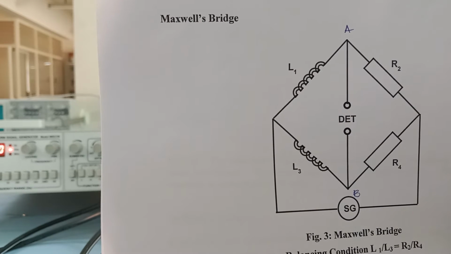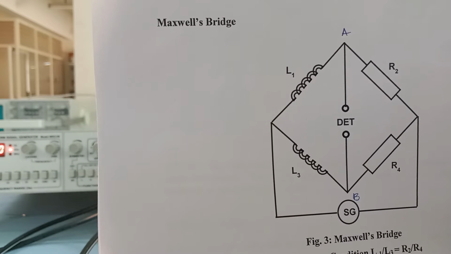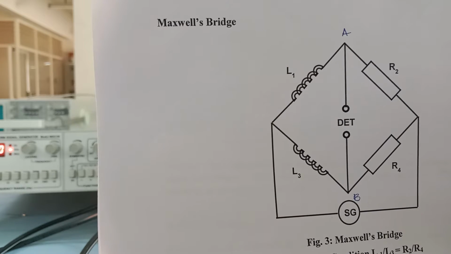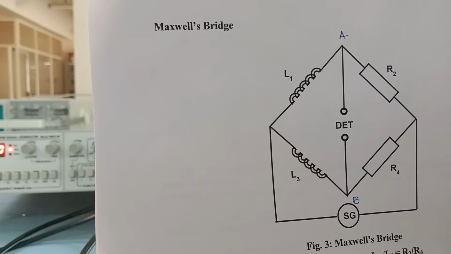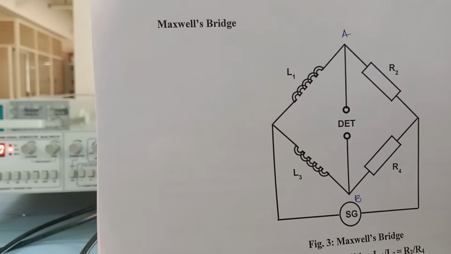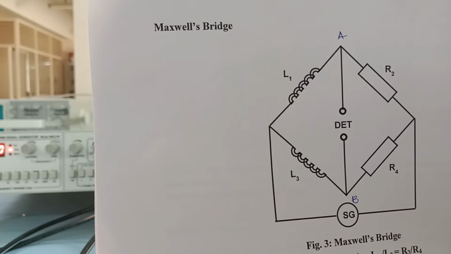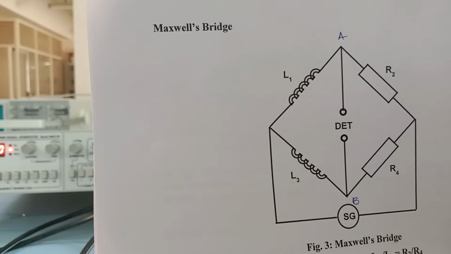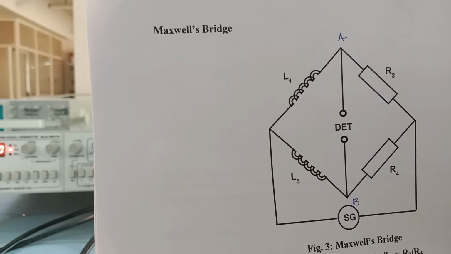We will try to measure the unknown inductance using the Maxwell's bridge. Now you know the Maxwell bridge. In this bridge, the two resistors are replaced by the two inductors, that is L1 and L3. Here the input is given from the signal generator. The frequency is kept around 5 kHz and the voltage between 0.5 to 1 volt.